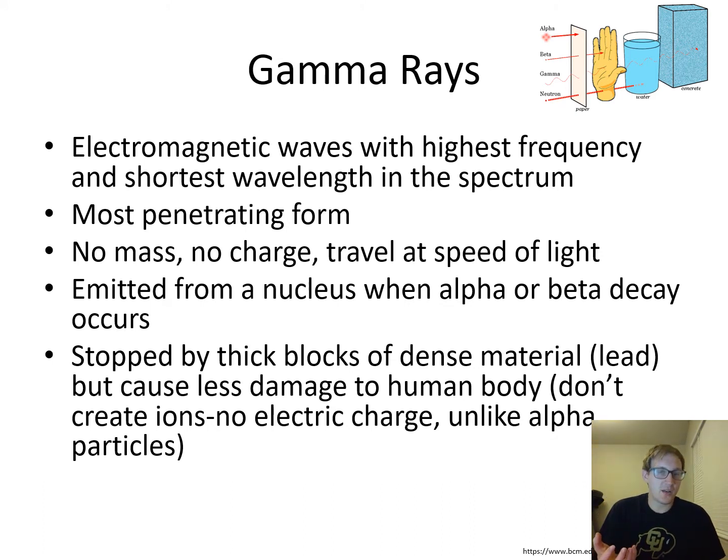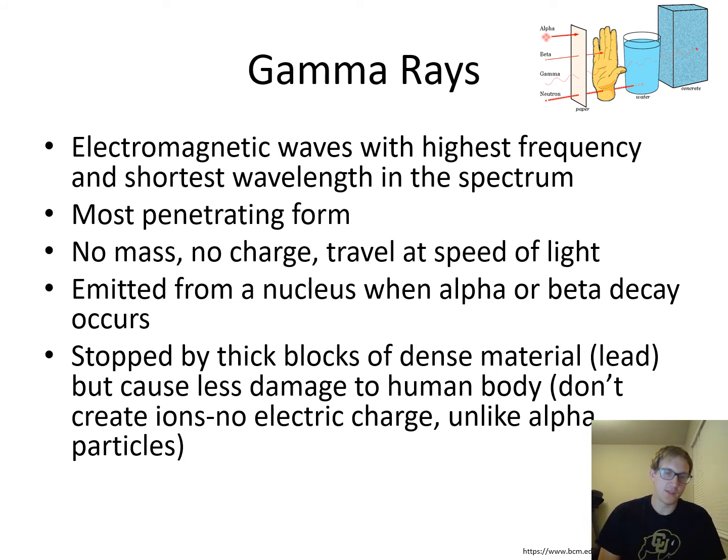This is when electromagnetic waves have high frequency and short wavelength, which means that they have a lot of energy. If you remember back when we talked about energy and waves, things that have high frequency and short wavelengths are the ones that bounce back and forth really fast, so they contain the most energy. This is the most penetrating form of radiation: no mass, no charge, and they travel at the speed of light. So they're traveling incredibly fast, and they're not carrying any actual mass with them. It is just penetrating wavelengths.